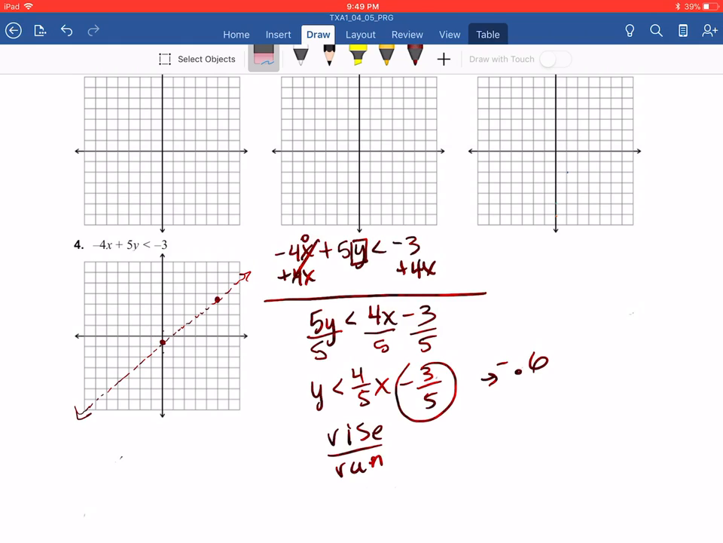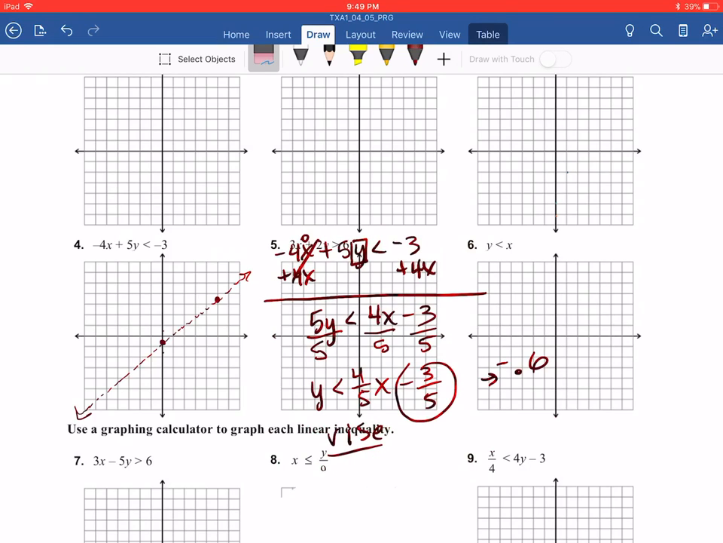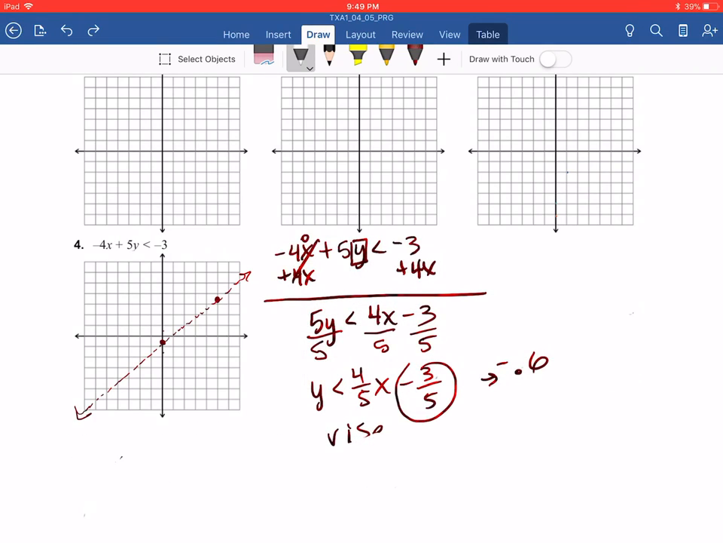Now, I'm going to check. Again, if I look here, that coordinate point, 0, 0, is above my graph. So I can use that. It's not going through the origin. So I'm going to plug in the coordinate point.